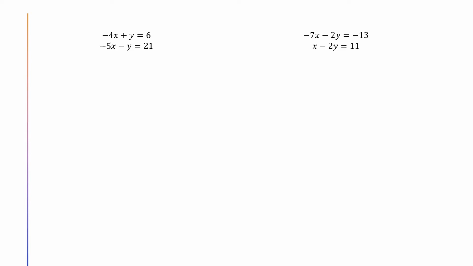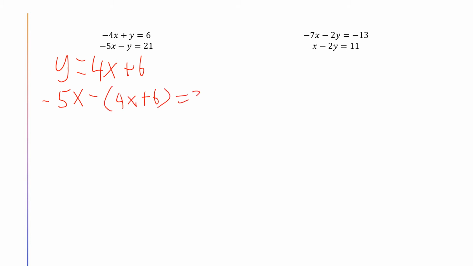Okay, let's try something a little harder. We have two equations here, and we need to rearrange them ourselves. So let's rearrange the first equation in terms of x to equal y. When we rearrange the first equation, we will get y equals 4x plus 6. So when we plug 4x plus 6 into the second equation for y, we get negative 5x minus (4x plus 6) equals 21.